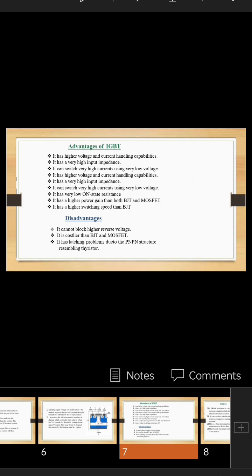It has very low on-state resistance. It has a higher power gain than both BJT and MOSFET. It has a higher switching speed than BJT.